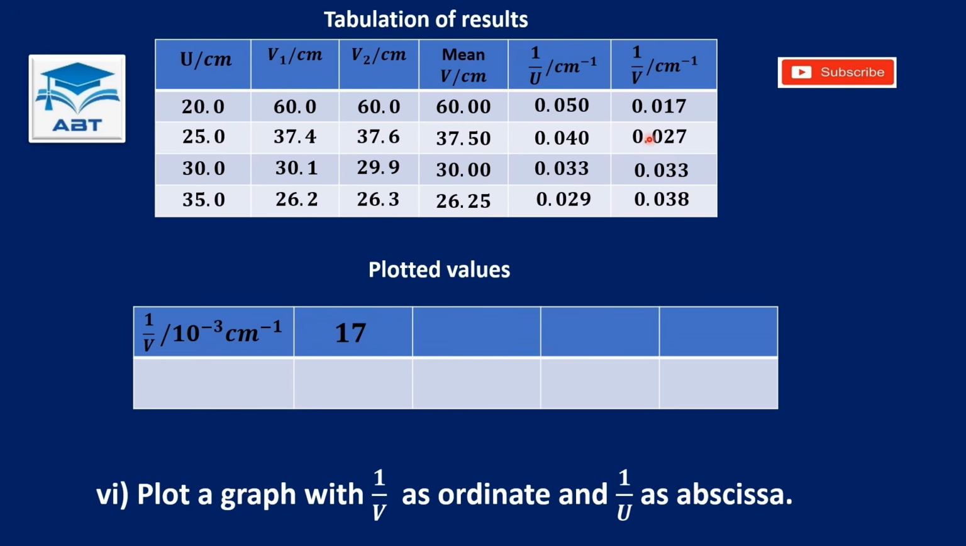So for the next value, we move the point 1, 2, 3, and we have 27. The next one will be 33, the next one 38. All times 10 exponent negative 3, giving us these values back. So we also need the values of 1 over u. We move this point 1, 2, 3, and we record it as 50 times 10 exponent negative 3 per centimeter. For the next value, we have 40, the next one 33, and the next one is 29. So we are going to plot these values on the graph.